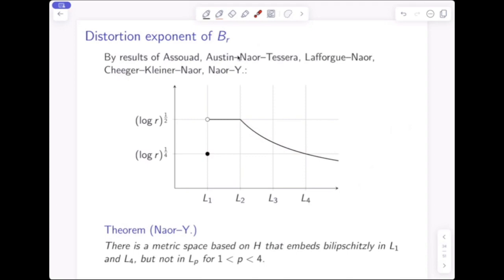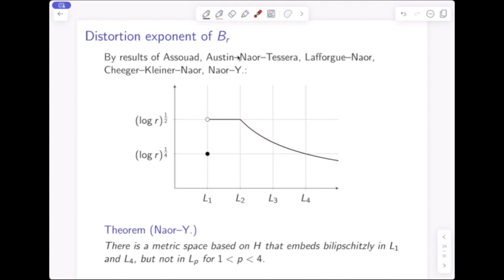Basically, what you can do is you can take the Heisenberg group and modify it by just enough. You can modify the metric by a factor of 4th root log r. That's enough so that it embeds in L1 and embeds in L4, but it's not enough for it to embed in any LP space in between. And that gives you a metric space that embeds in L1 and L4, but not anything in between.